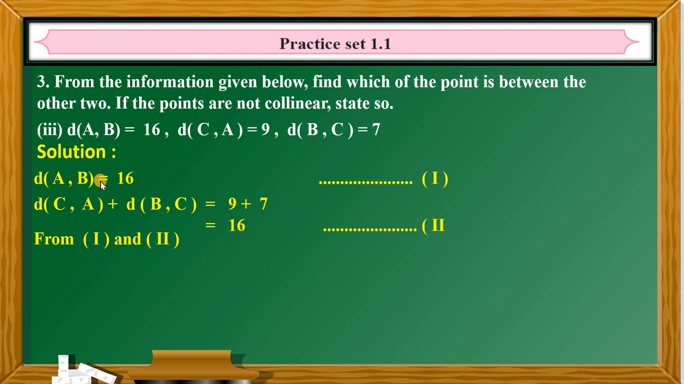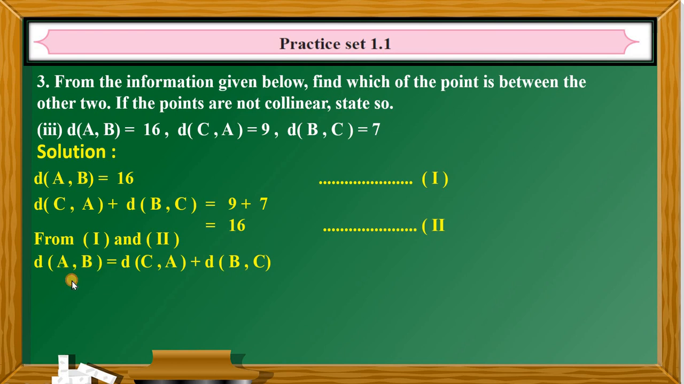And from 1 and 2, what do we see? Are they equal? Yes, they are equal. So what will I write? We will write distance AB is equal to distance CA plus distance BC. So if it is equal, we know that the points are collinear. In what way will they be collinear, students? See here, AB is the greater distance. So which point will be between which two? Point C will be between A and B.